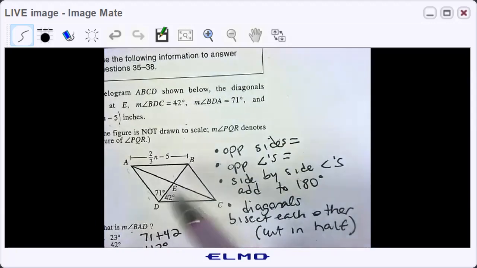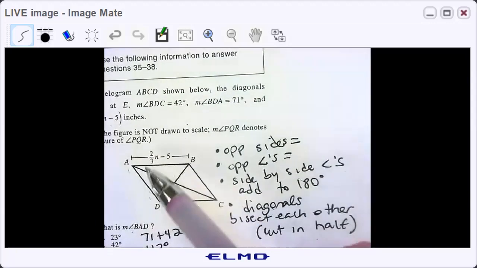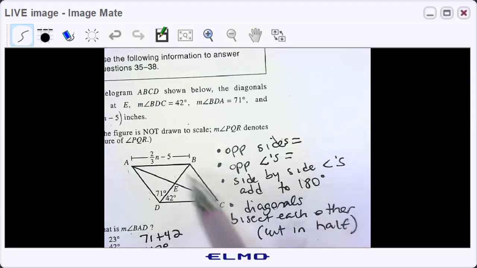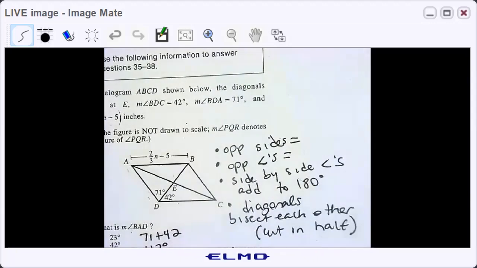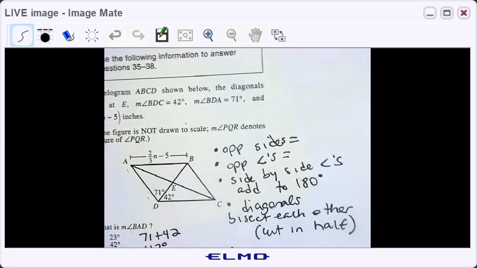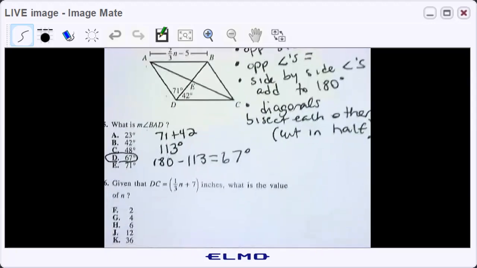And like I said earlier, if you add up 113 plus 113 plus 67 plus 67, you will get 360, because for any four-sided figure, no matter what kind it is, the interior angles add up to 360. Okay, let me scoot up just a little bit to the next question.